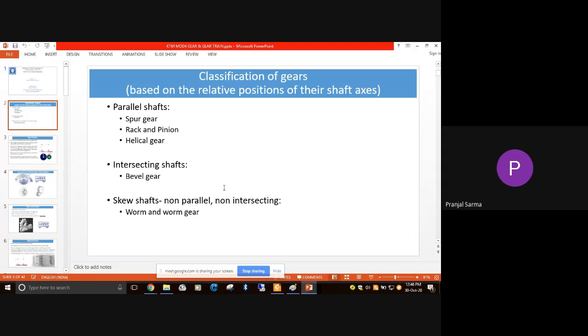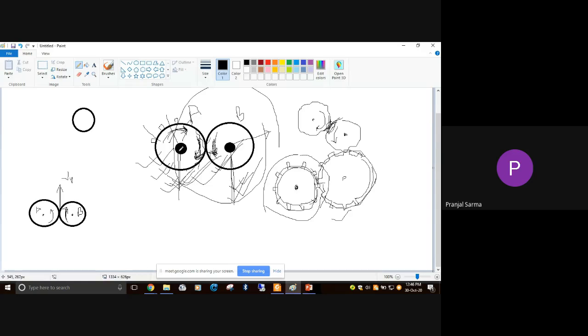Okay. As we are discussing the classification of gears, the most important one, as I have said, is based on the relative positions of their shaft axes. That means whatever diagrams we have drawn. So here we have shown, suppose this is the shaft, suppose this portion is one shaft, and suppose gear A and gear B.